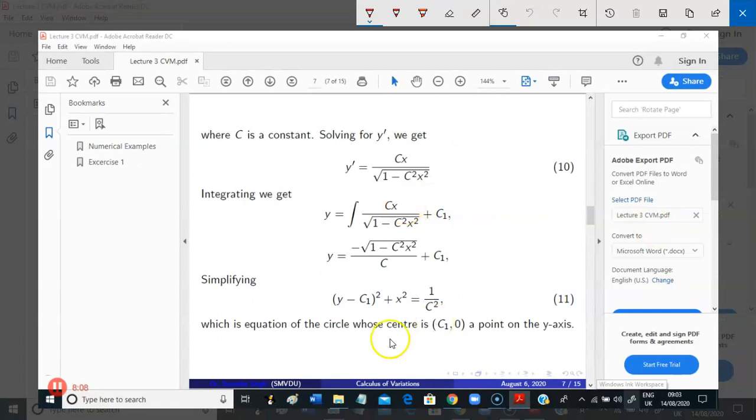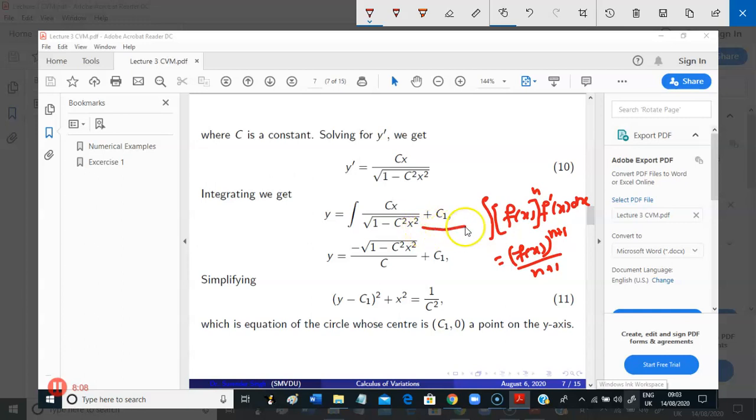This is in the form of f(x) f dash(x) dx, that is, f(x) to the power n, dx. Then the integration is given by f(x) raised to power n plus 1 divided by n plus 1. So you can utilize this formula for the evaluation of this integral, and you will get this.